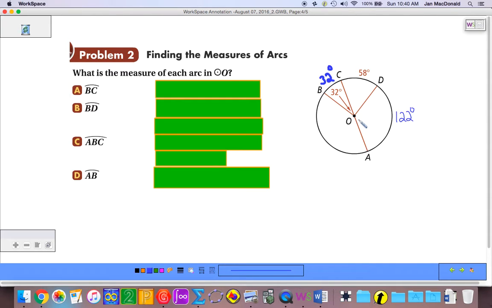Did you check my math? In fact, I was correct. I could be abysmal with my addition and subtraction sometimes. You know what they say, if you don't use it, you lose it. So that means central angle DOA is also 122.